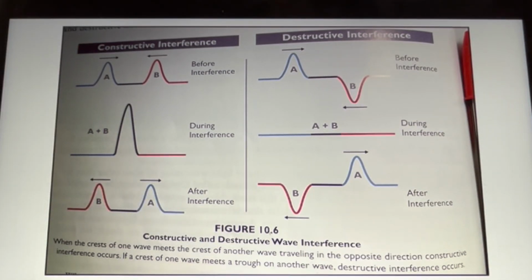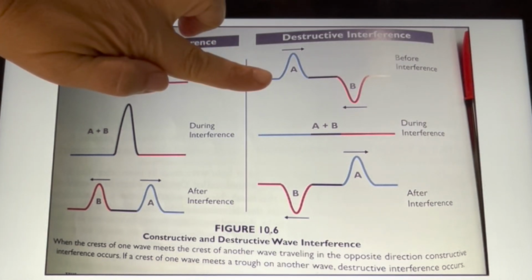All right. When the crest of one wave overlaps the crest of another wave, constructive interference occurs. Notice that the waves combine as they pass through each other, and the amplitude of the combined waves is greater than the individual wave's amplitude. When the crest of one wave overlaps the trough of another wave, destructive interference occurs. What happens to the combined wave then? The amplitudes cancel each other out, and the resulting wave has an amplitude of 0.